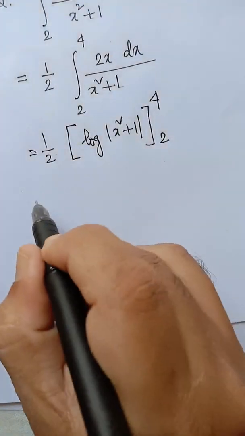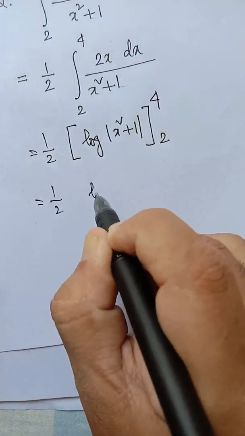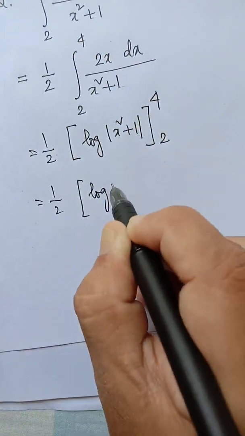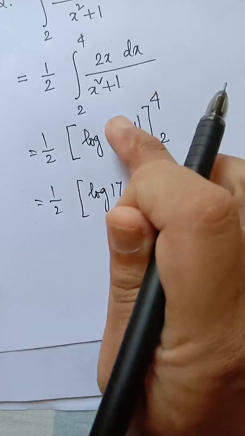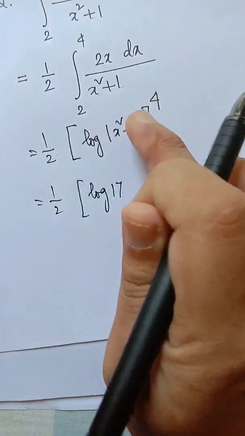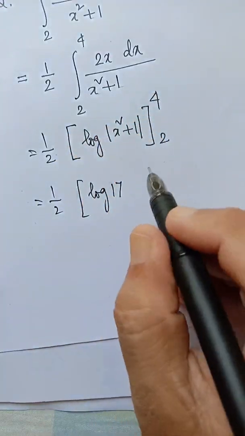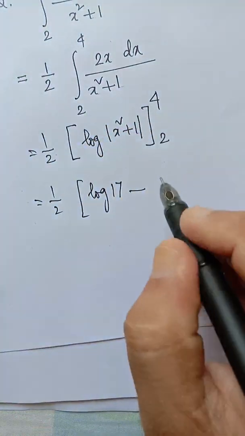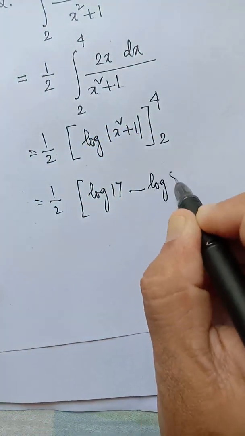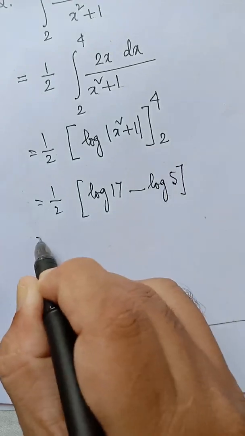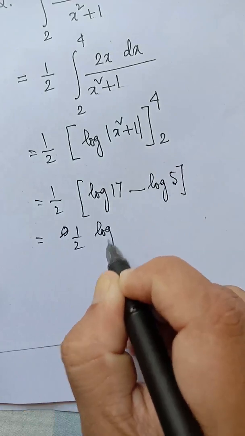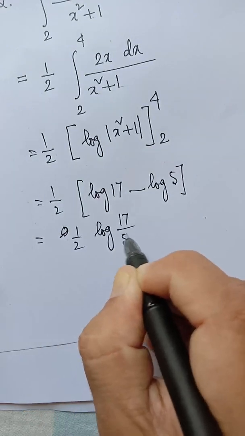Next, first we put x equal to 4. It will be log of 16 plus 1, 17, minus, next we put x equal to 2. It will be log of 4 plus 1, which is 5. So it is half into log of 17 minus log of 5, so it will be half into log of 17 by 5.